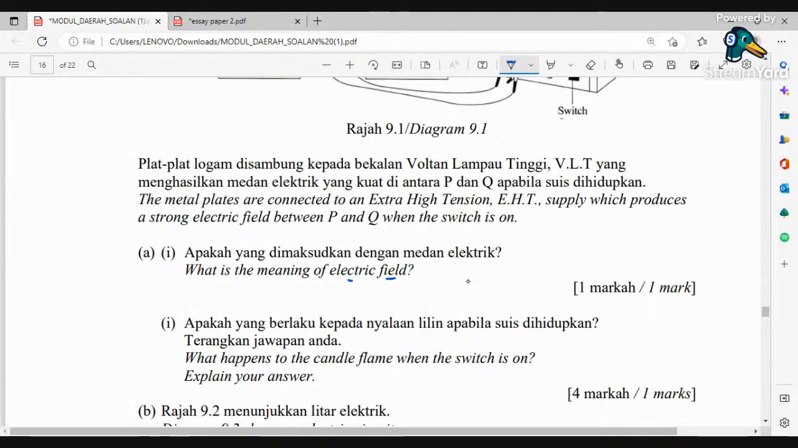So electric field is the region, kawasan, region where a charged particle or a charged object, a charged particle, experience electric force.